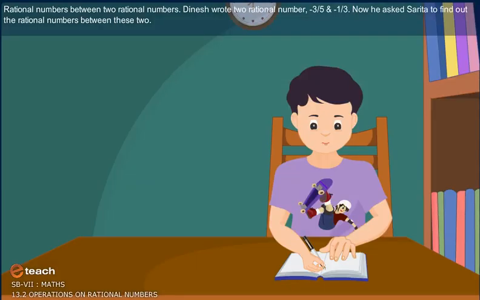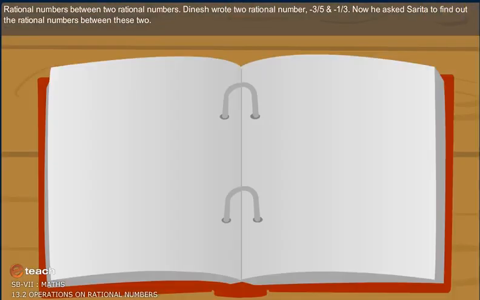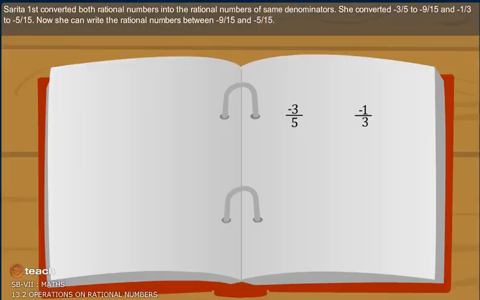Dinesh wrote two rational numbers, minus 3 by 5 and minus 1 by 3. Now he asked Sarita to find out the rational numbers between these two. Sarita first converted both rational numbers into the rational numbers of the same denominators. She converted minus 3 by 5 to minus 9 by 15 and minus 1 by 3 to minus 5 by 15. Now she can write the rational numbers between minus 9 by 15 and minus 5 by 15.